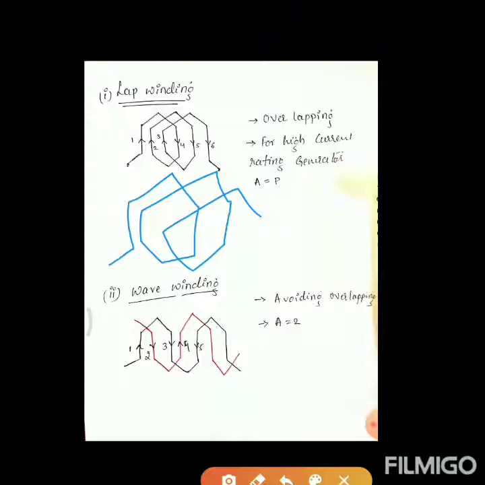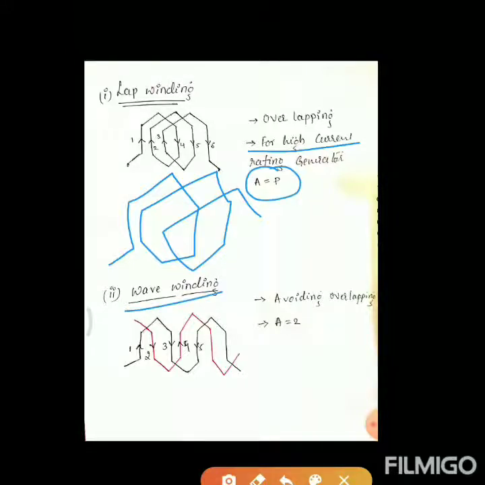Due to this, the number of parallel paths in which the conductors are divided is P. Number of parallel paths will be P, therefore we'll say A is equal to P here. A large number of parallel paths indicates high current capacity of a machine. Hence lap winding is preferred for high current rating generators. So this is about lap winding.